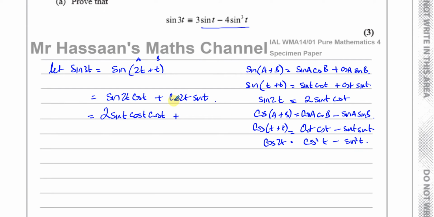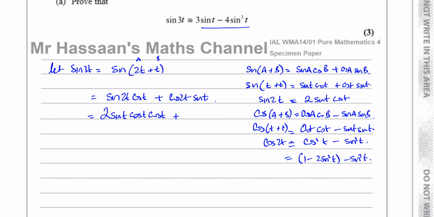Alright, so I can replace the cosine 2t with this, or I can go further on and simplify it more. Now I want everything in terms of sine here. So what I'm going to do is change the cosine squared t into 1 minus sine squared t, and I have minus sine squared t.